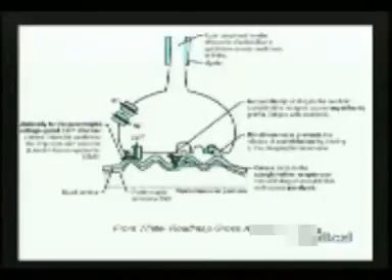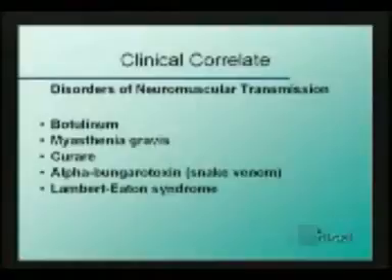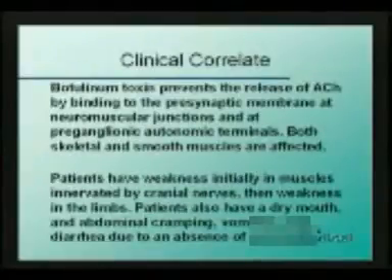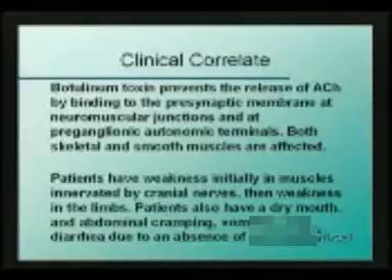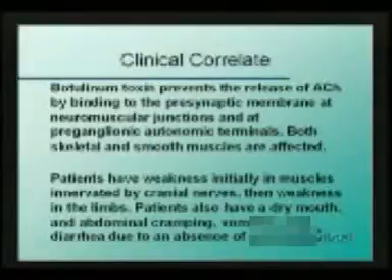And the details of these deficits are summarized on the next couple of slides. Fundamentally, when we deal with disorders of neuromuscular transmission, there are a variety of disease states and causes, including botulism, myasthenia gravis, curare, snake venom, and Lambert-Eaton syndrome, and some of them are summarized clinically in the next couple of slides. Botulism toxin basically prevents the release of acetylcholine by binding to the presynaptic membrane, and these patients have weakness initially in muscles innervated by cranial nerves.